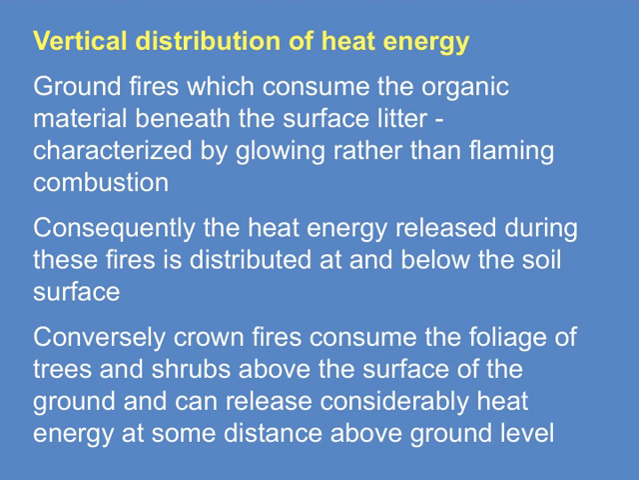On the other hand, crown fires, which consume the foliage of trees and shrubs above the ground, tend to release a significant amount of heat energy at some distance above ground level. This distinction is important because it influences how heat spreads through the ecosystem and affects the potential for fire to spread vertically through different forest layers. Understanding these differences helps us see how fire behavior varies depending on the fire type and its vertical distribution of heat energy, key concepts in managing and predicting fire impacts in various landscapes.